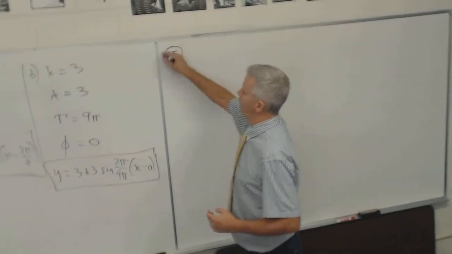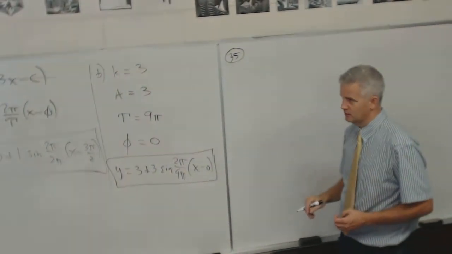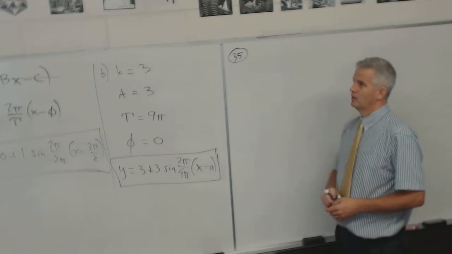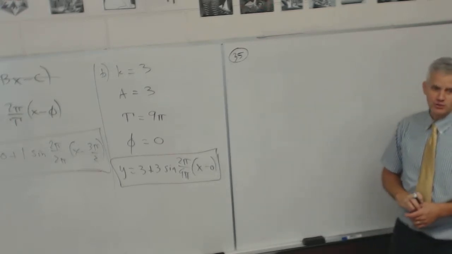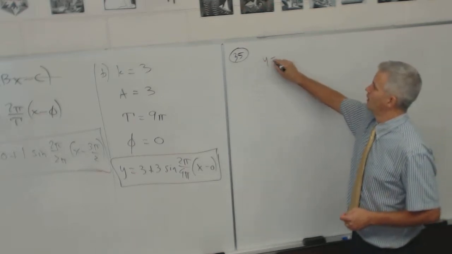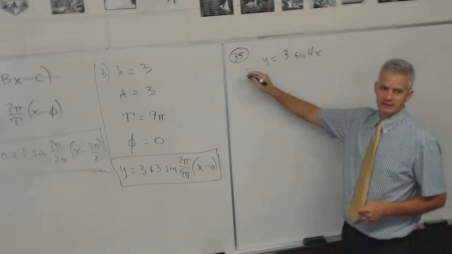Eloise, 35. Find the amplitude and the period and sketch the graph over at least two periods by hand. If you have a graphing utility, use it to check your work. Okay, we're going the other direction. We have a sinusoid again. What's the equation? y equals 3 sine of 4x. Is this part A? Yes.